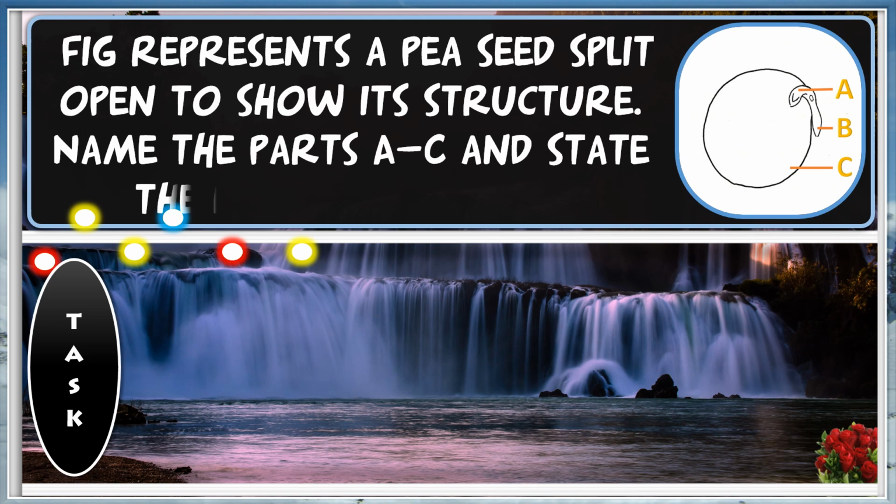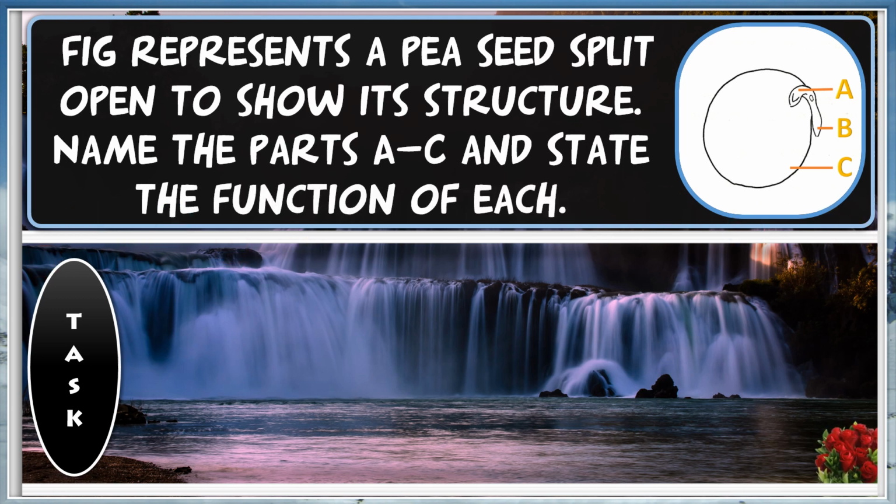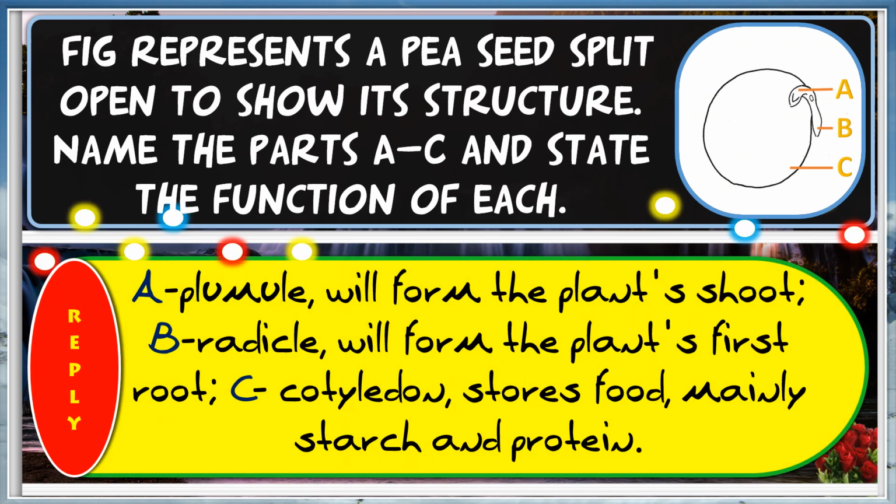Fig represents a pea seed split open to show its structure. Name the parts A to C and state the function of each. A is a plumule. This one will form the plant's shoot. B is a radicle. This one will form the plant's first root. And C is a cotyledon. This one stores food, mainly starch and protein.